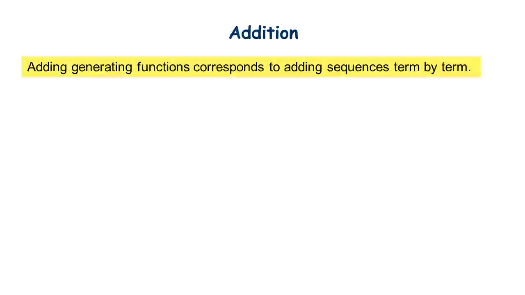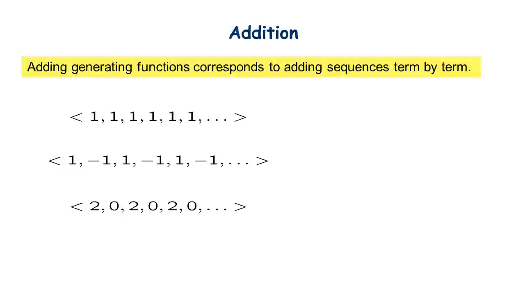Addition of generating functions. We have to generate the 2 0 2 0 sequence, and we have two sequences: 1 1 1 1 1 and 1 minus 1 1 minus 1. Adding both sequences, we get 2 0 2 0 2 0, etc.